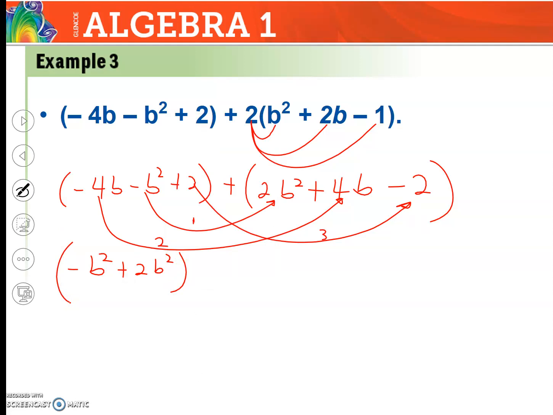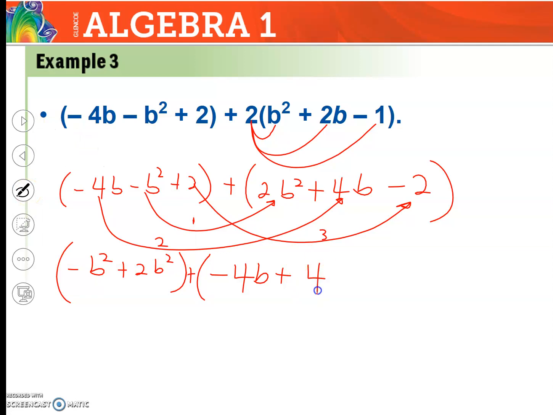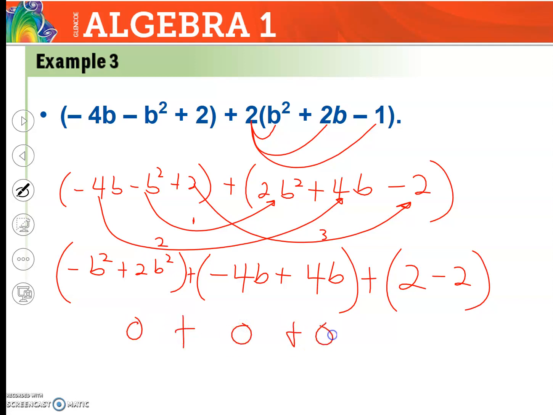Then our second, we move to negative 4b plus 4b. Plus our final one, we have 2 minus 2. So we could see that we are going to be left with negative b squared plus 2b squared. This gives us 0, plus that gives us 0, and the last one also gives us 0. So our answer is 0.